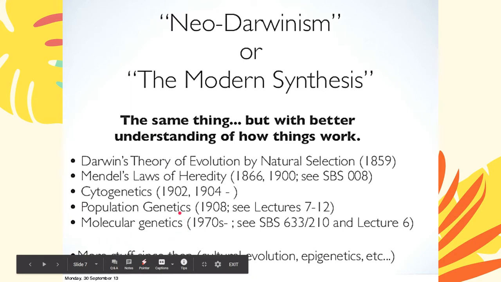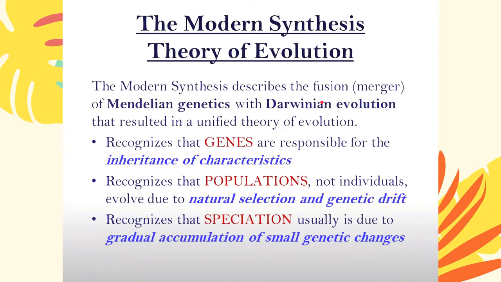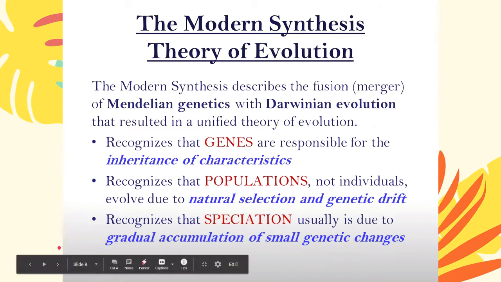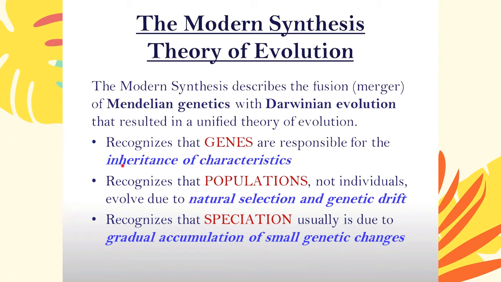And again, I would like to emphasize that whenever we say evolution, we are not just referring to change of species, or the evolution of man, but we actually refer to the following underlying themes or major concepts. So the modern theory of evolution states that genes are the ones responsible for the inheritance of characteristics. This has been established in the field of genetics.